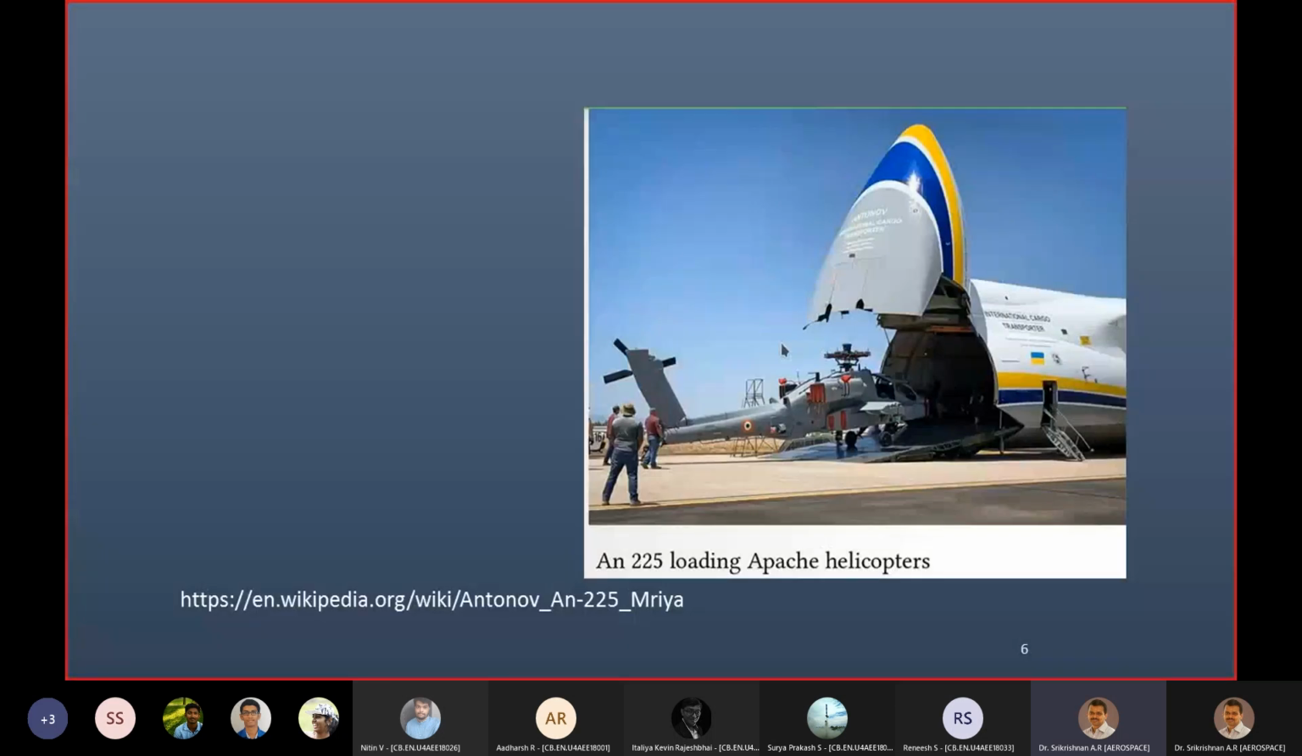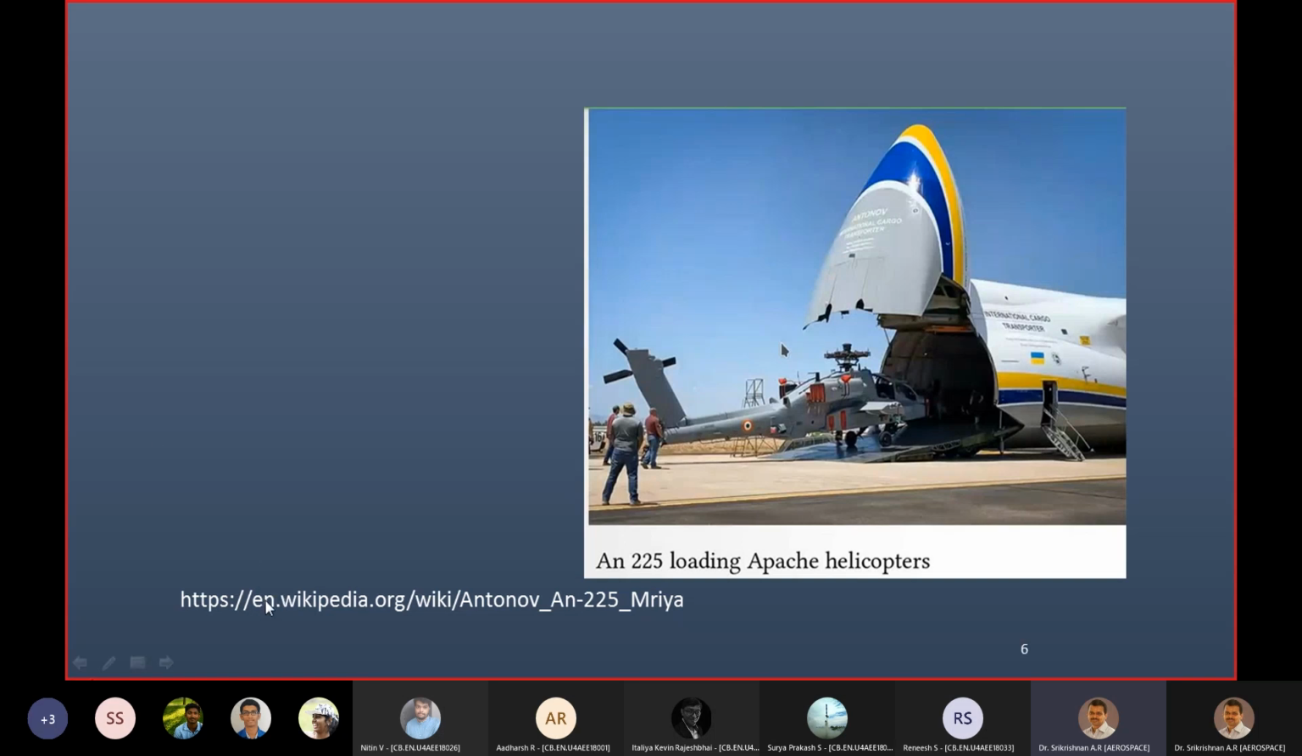I guess I'll just go to the picture. This, for example, shows the Russian Antonov AN-225, the huge turbofan engine-driven aircraft, loading Apache helicopters. I guess it has 6 turbofan engines, each with about 235, if I remember correctly, kilonewtons of thrust capacity. So it's a huge aircraft. I guess the maximum load capacity is about 250 tons or so. I don't remember the numbers correctly, but of that order. So the AN-225, a huge cargo carrier, loading an Apache helicopter is what is shown in the picture.